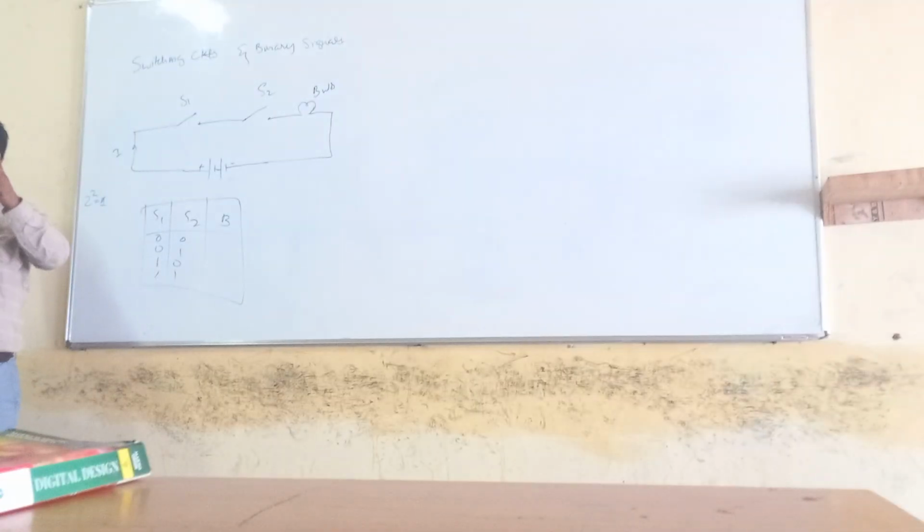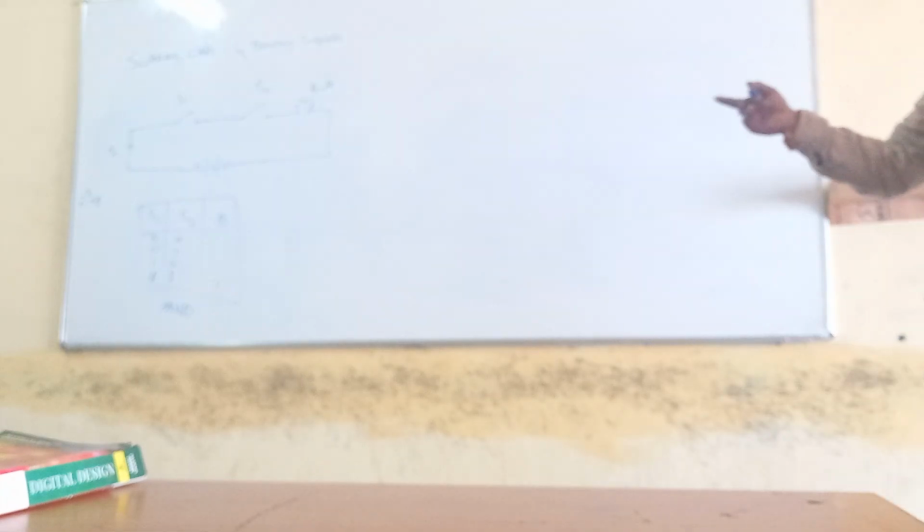Then you have to apply this. As you already know, these two are in series. Both switches in series, both switches on, then only the bulb will glow. Both switches means what here? The two switches should be on, that is, closed. Then only the bulb will glow.